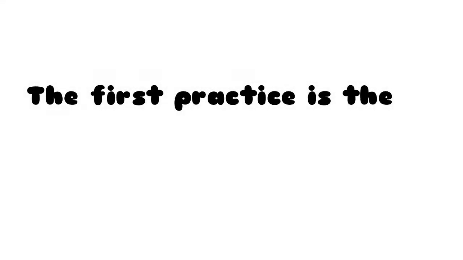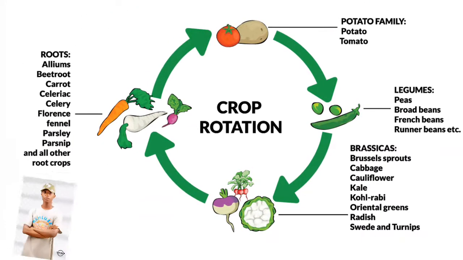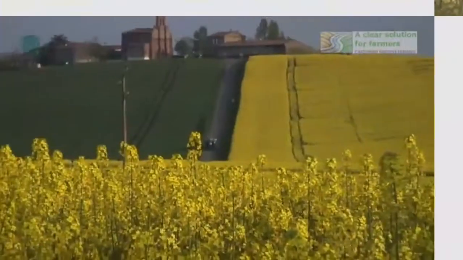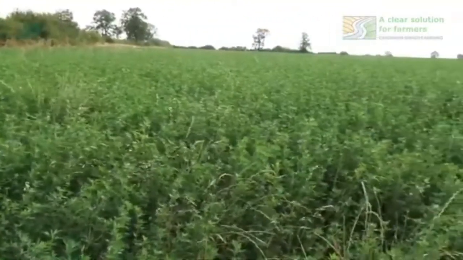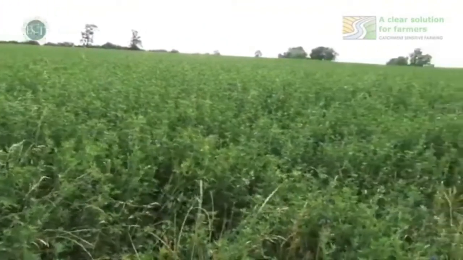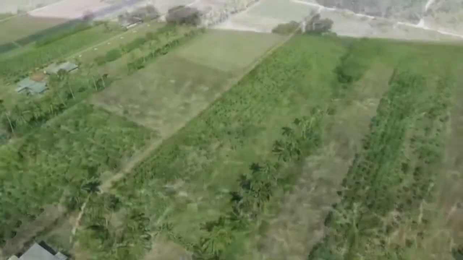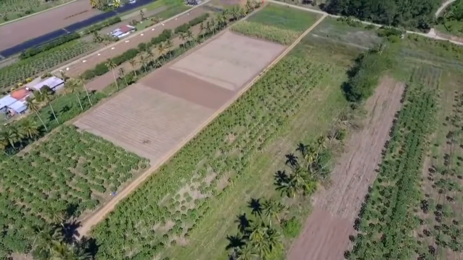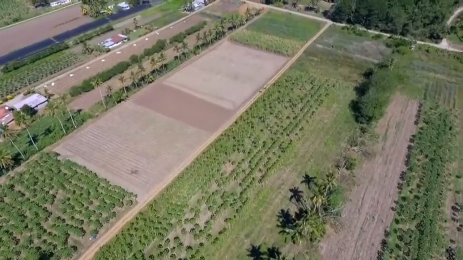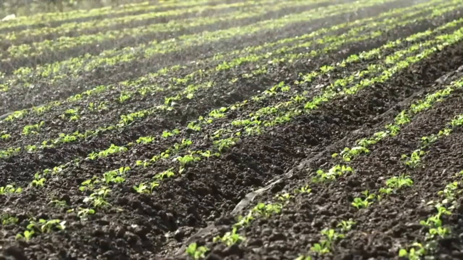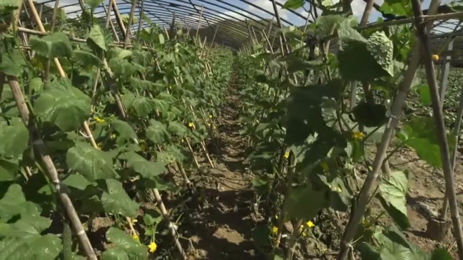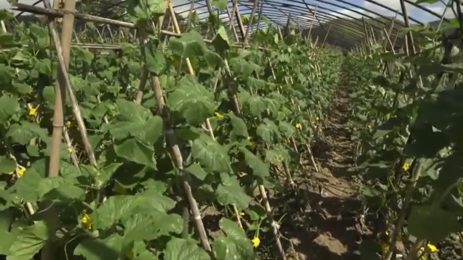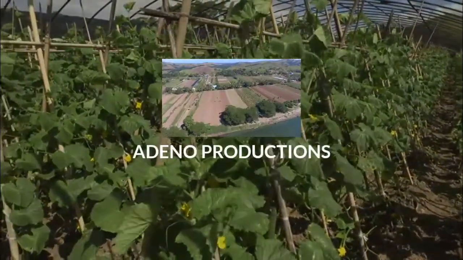The first practice is crop rotation. Crop rotation is a term used to refer to the practice of growing different crops on a piece of land in an orderly sequence, year after year. The length of the rotation is the number of years it takes the cycle to be completed. That is, the number of years that will pass before a particular crop is grown again on the same land. Thus, we have 3, 4, or 5 year course rotation.